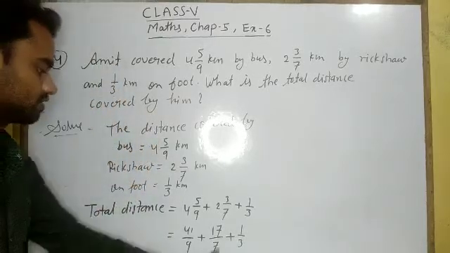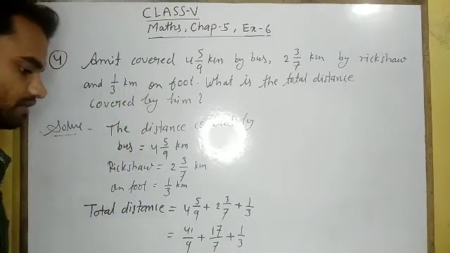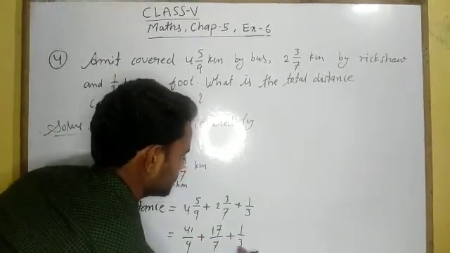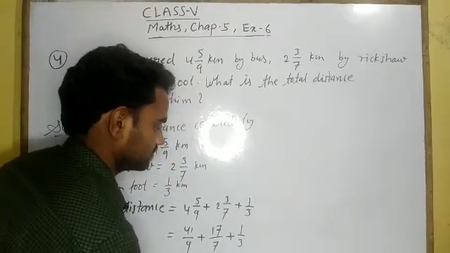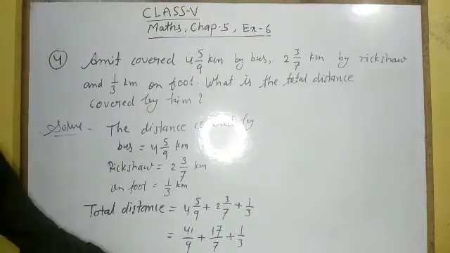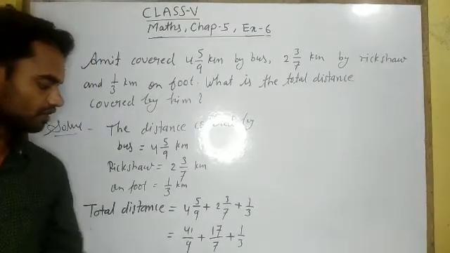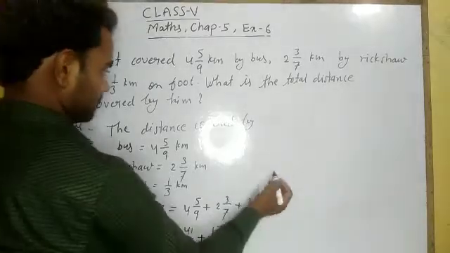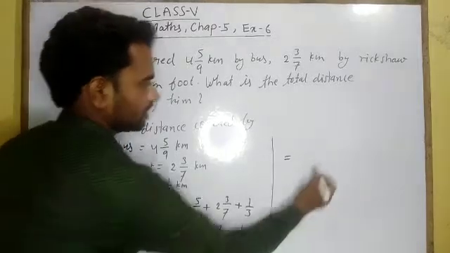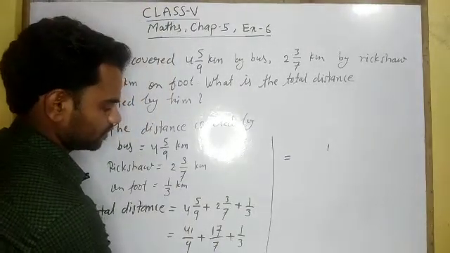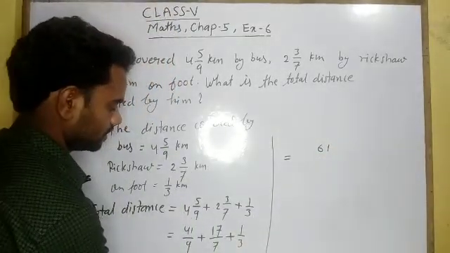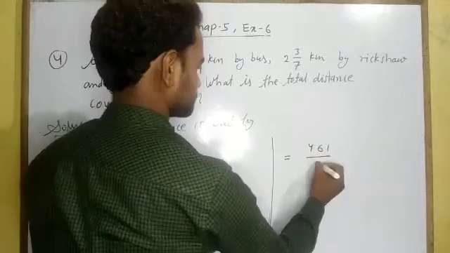Plus, 63 divided by 7 is 9, then 9 times 17 is 153, plus 63 divided by 3 is 21, and 21 times 1 is 21. Now this is 287 plus 153 plus 21. Now add them. 1 and 3 is 4, and 7 is 11, carry 1, 2, 5, 7 and 8 is 15 and 1 is 16, carry 1, 1 and 2 is 3 and 1 is 4, so 461 upon 63.